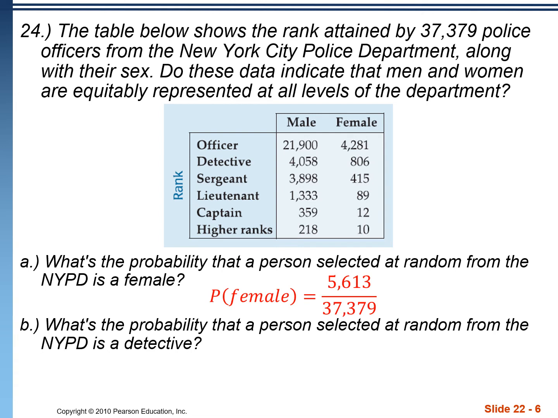Okay, we add up all the females. We get 5,613 in this column. We add up all the people in the table. It actually tells us it up here.